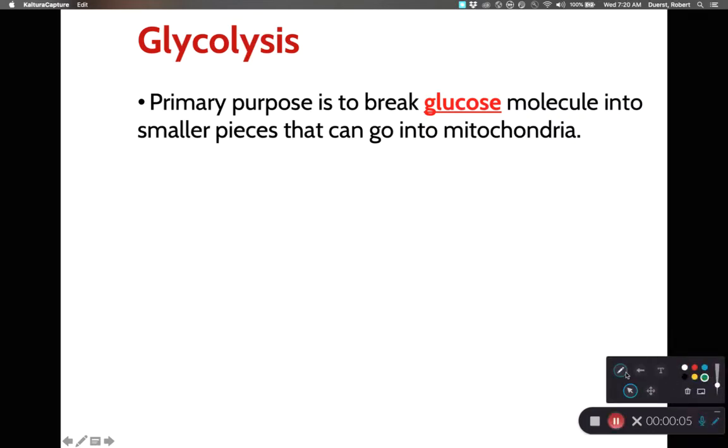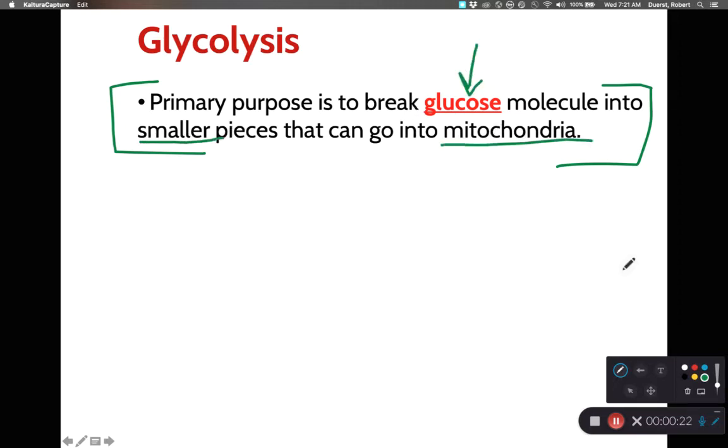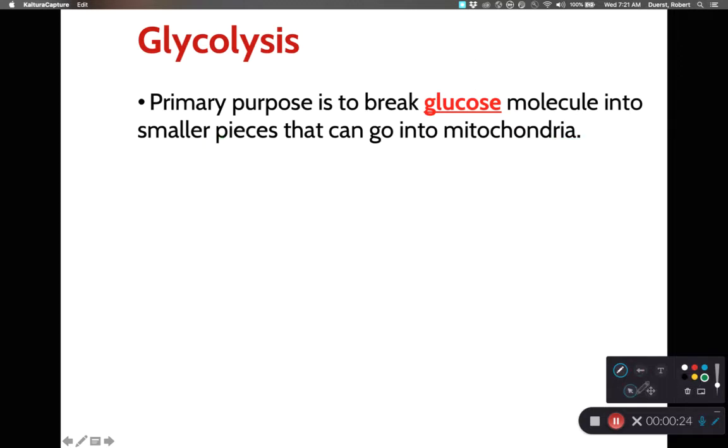So class, in this recording, we're going to focus on glycolysis, the first and primary step of cellular respiration. This step can be summarized in a sentence, and I gave you the bottom line. Glycolysis is going to break glucose molecules down into small pieces, and these small pieces are then going to be sent into the mitochondria of the cell. As we look at glycolysis, it's also worth emphasizing glycolysis happens in both anaerobic and aerobic respiration.